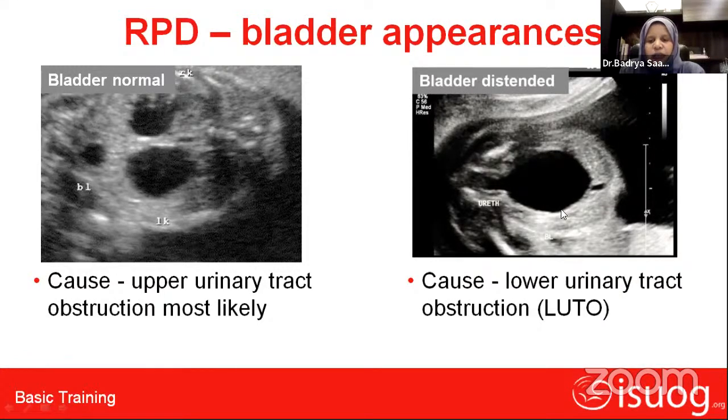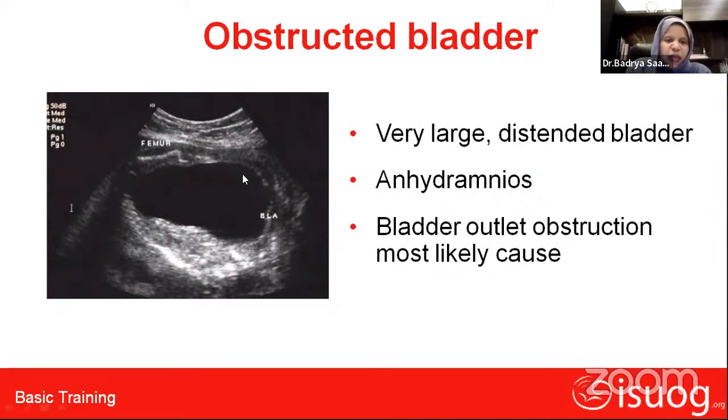We mentioned before it is thin walled, but in this picture it's a very thick wall. The bladder is heavily distended, and there is also a keyhole appearance, which highlights lower urinary tract dilatation below. This is probably posterior urethral valves. Again, it's usually a very large distended bladder with a thick wall and hydronephrosis, and the whole appearance also highlights that bladder outlet obstruction is most likely the reason. So these are some examples of abnormalities in the urinary tract system.